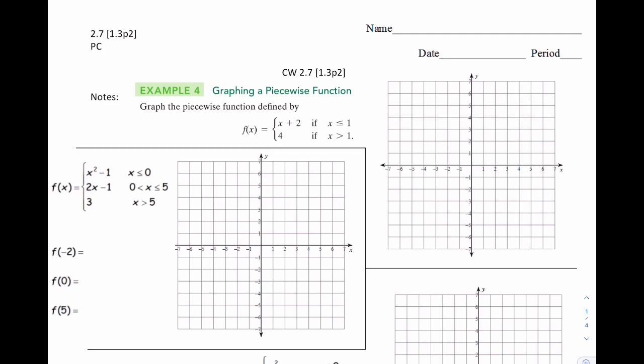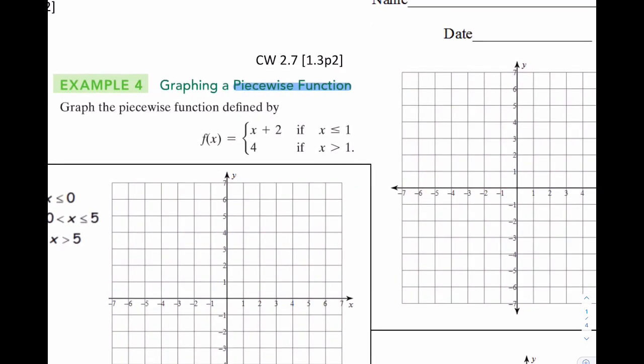Welcome to CW 2.7. Today we're covering piecewise functions. So just highlight that topic right there. Piecewise function. What you want to do is focus right here. We call these fences, or I call them fences.